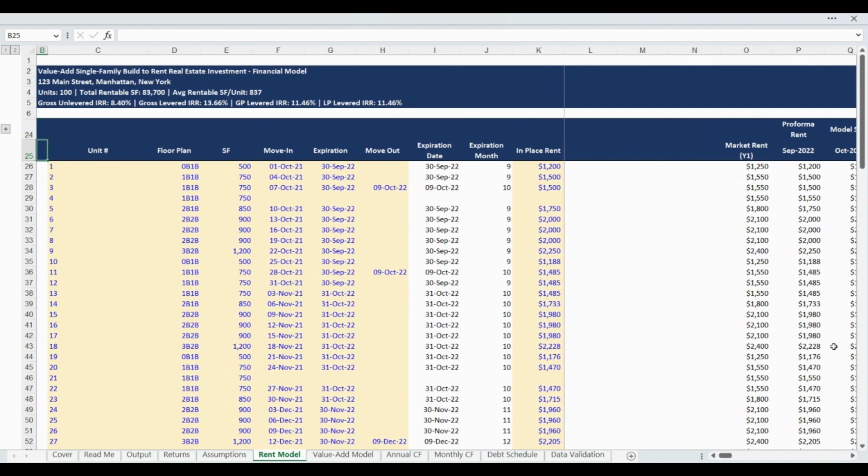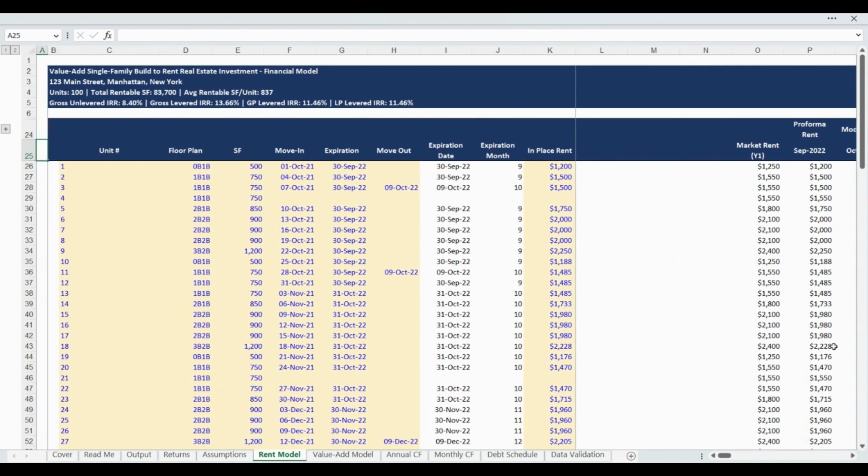The model is preformatted for up to 100 units, but the revenue model can be expanded by copying the final row down as many times as needed. The first input in the revenue model is for the unit number, which is useful for referring to individual unit level information. The second input is for the corresponding floor plan to the unit number.